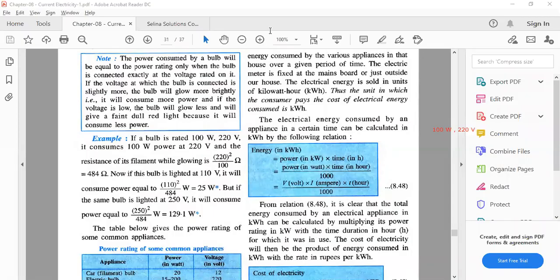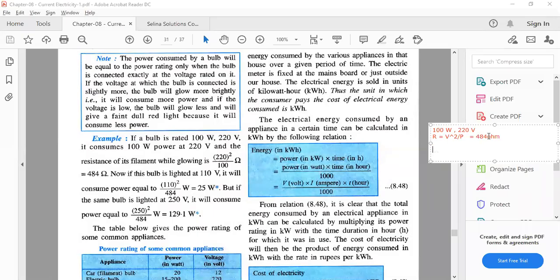Okay, so 100 watt, 220 volt. From this, first of all, try to get the resistance, because the bulb's resistance has to be found first, because that is constant. What is the formula? V square upon P, right? So what answer will you get? If you can't calculate, then if this is the given, 484, yes, it's written here, 484 ohms.